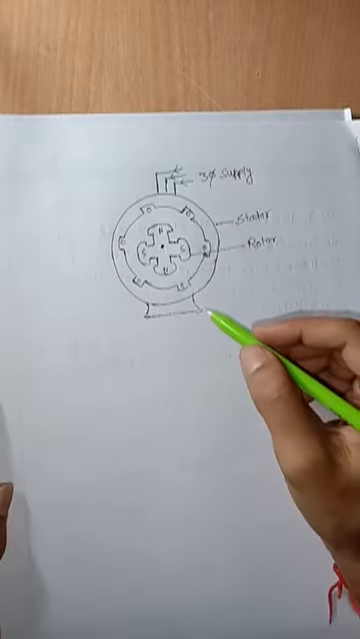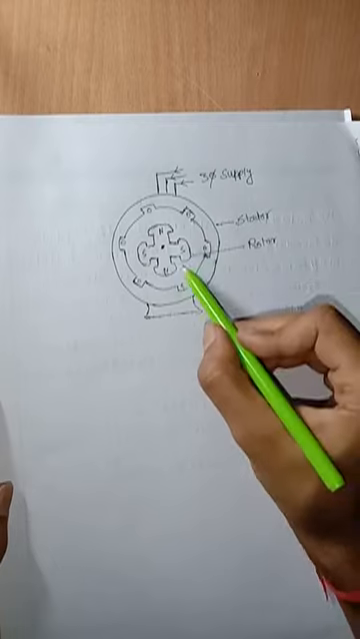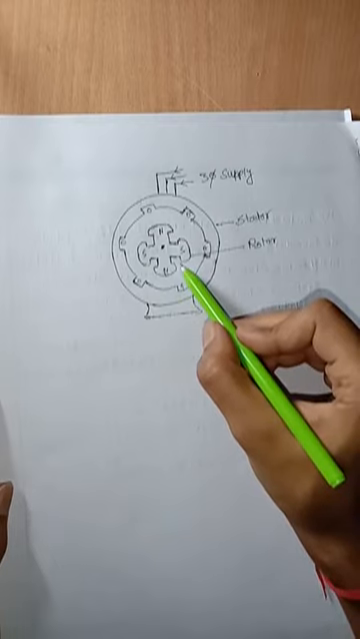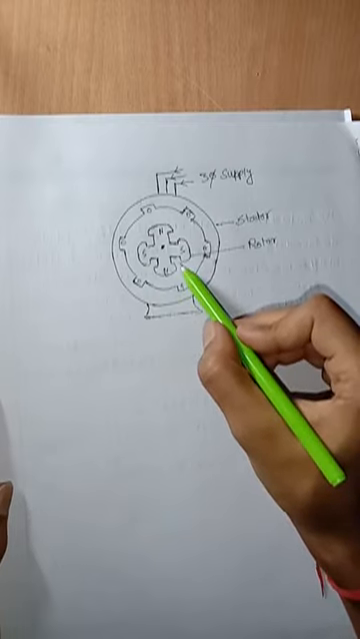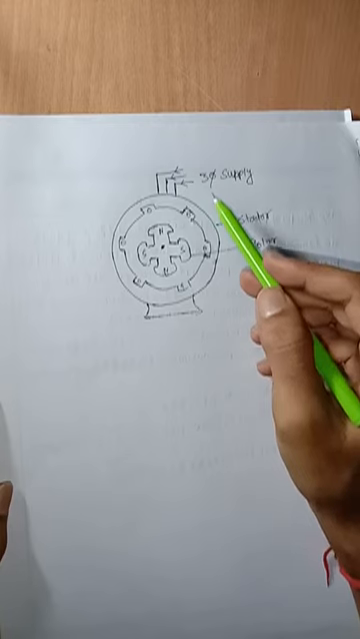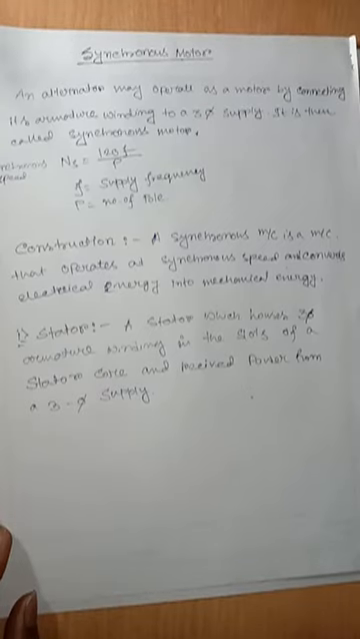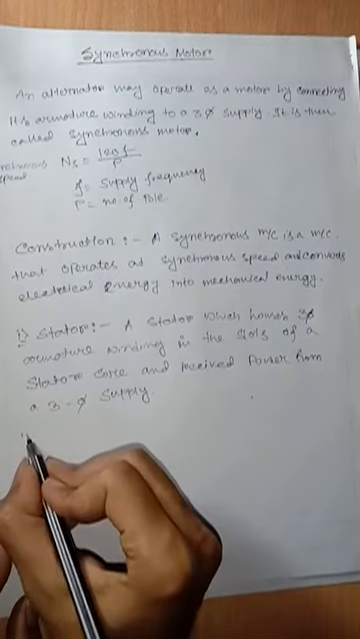In this figure we can see that this is the stator and this is the rotor, a salient pole rotor. As we can see, the three-phase power is supplied to the stator core. Now we discuss the rotor.